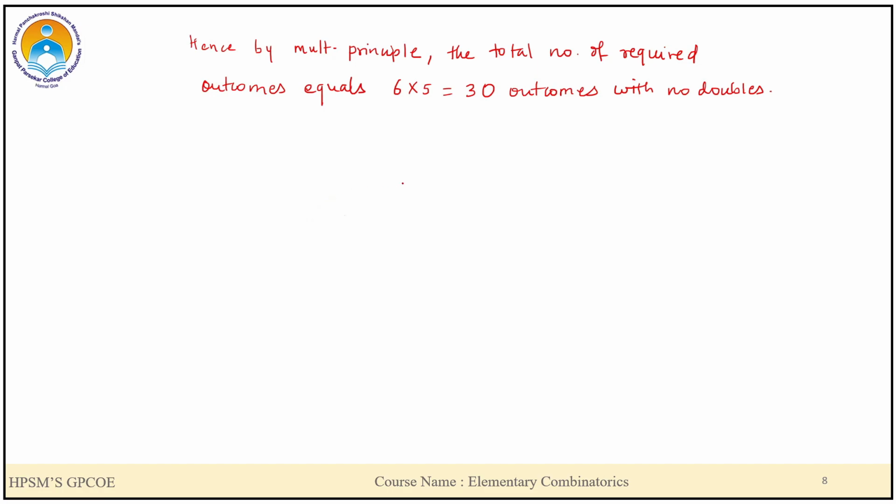But this is not the end of this part B, because we need to find the probability of no doubles, right? So probability of no doubles will be equal to the total number of outcomes with no doubles, so that is 30, divided by total number of outcomes when we roll 2 dice, and it is 36, right? So this comes out to be 5 by 6. So the probability of getting no double is equal to 5 upon 6.